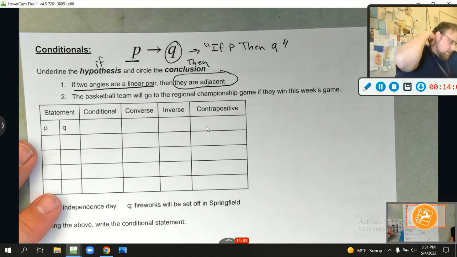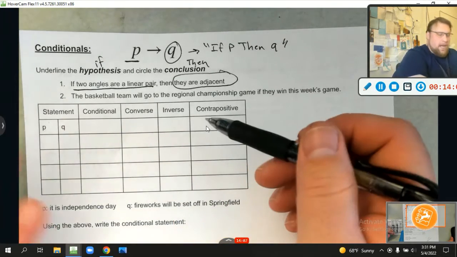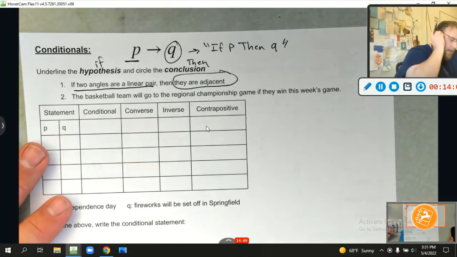Okay, so the conclusion of angles being a linear pair is that they're adjacent. That's what this is saying. Don't know if it's true or not, but that's what this is saying.